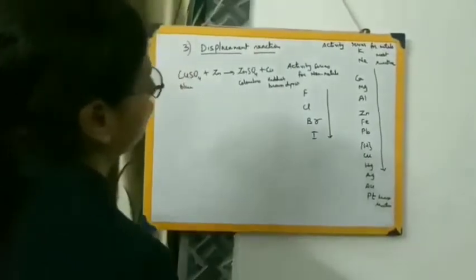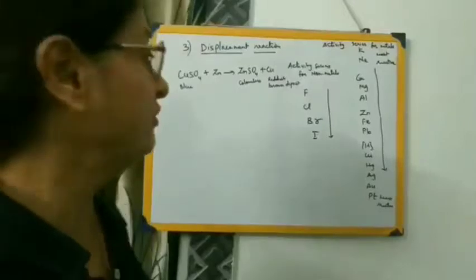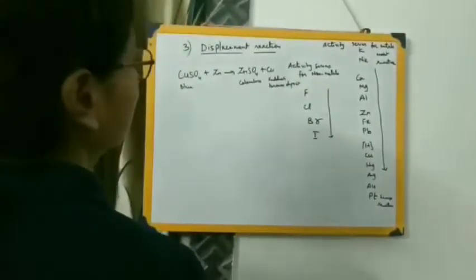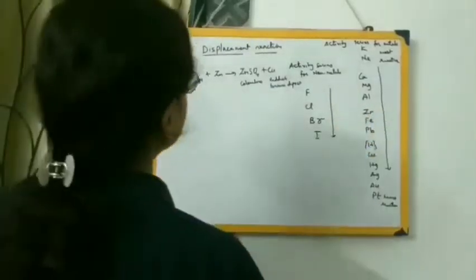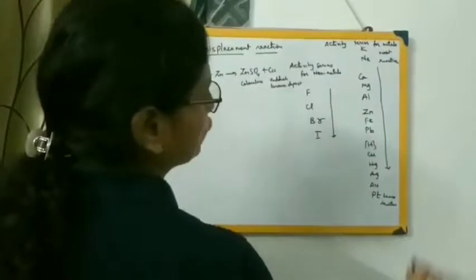We can also say pink deposit of copper. Copper color we will always mention either as a reddish brown deposit or a pink color. It's never red color. So this is what happens. Now look here, let's come to this activity series. Where is zinc, over here at this particular place, and where is copper, over here?